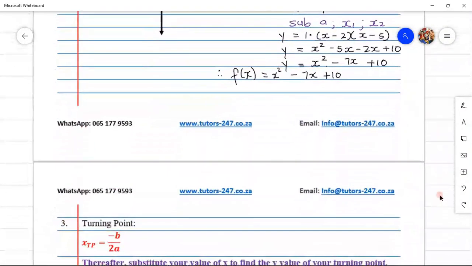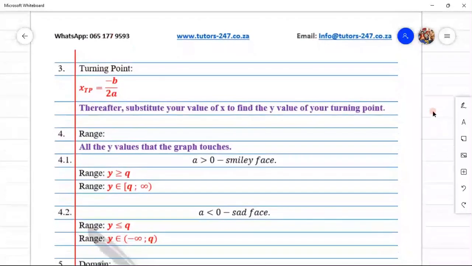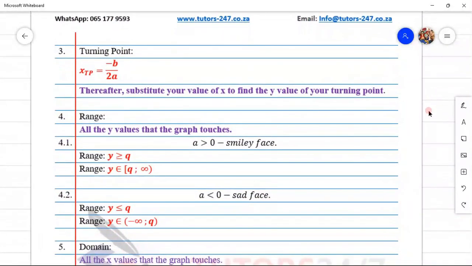Now let's move on to point number 3 that discusses our turning points. How do we find our turning point? So we know that our turning point is the point at which the graph changes direction. So we can find our turning point in one of 3 ways. The first being we can use our turning point formula.